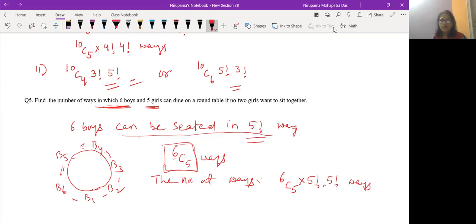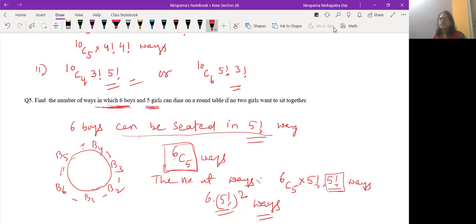Okay. Now after selecting the places, 5 girls and 5 places, the girls can be seated in factorial 5 ways. So total number of ways will be 6C5 into factorial 5 into factorial 5. 6C5 equals 6C1, it means 6 into factorial 5 into factorial 5. Okay, so calculation part is yours.